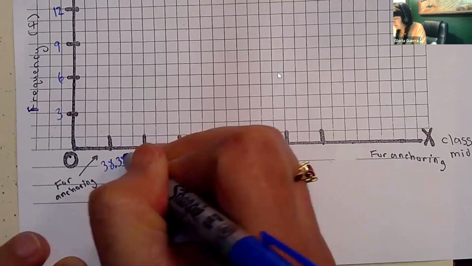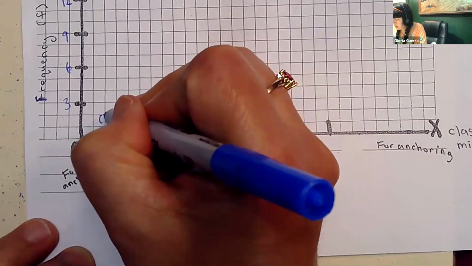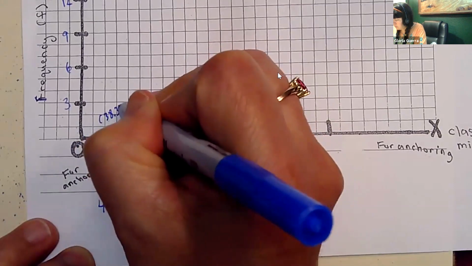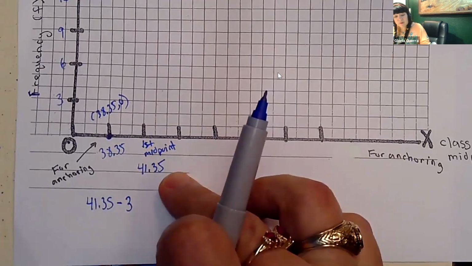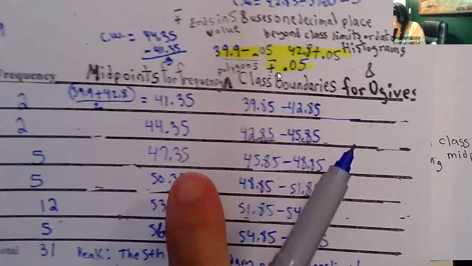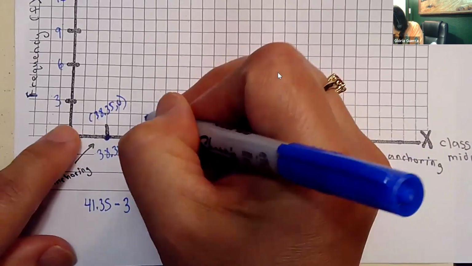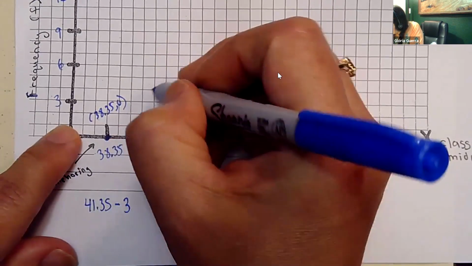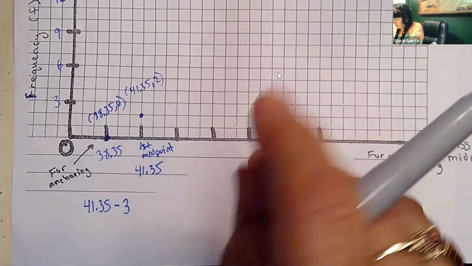And that's anchored at 0. So this is 38.35. That anchors there. But then this midpoint, 41.35, has a frequency of 2. So 1, 2. So this is 41.35, 2.